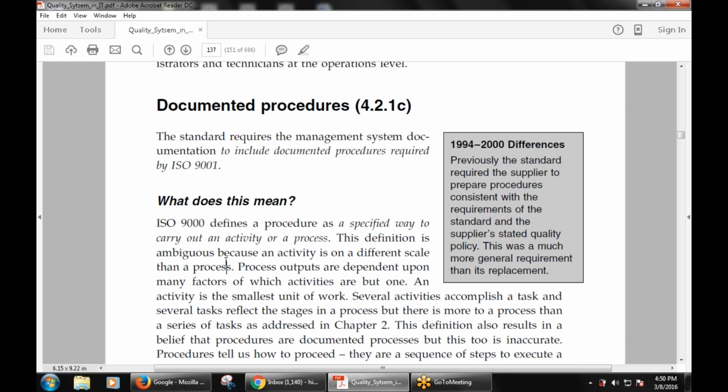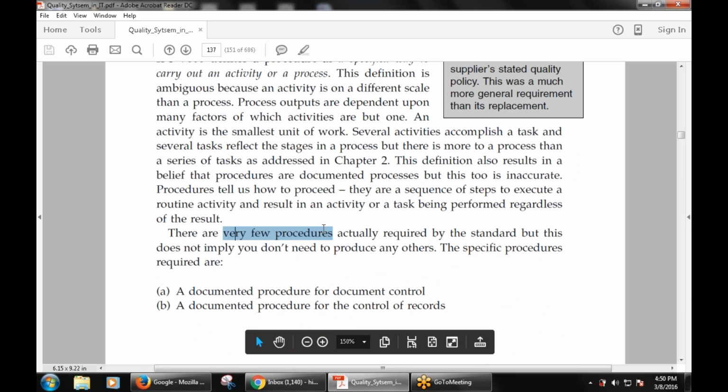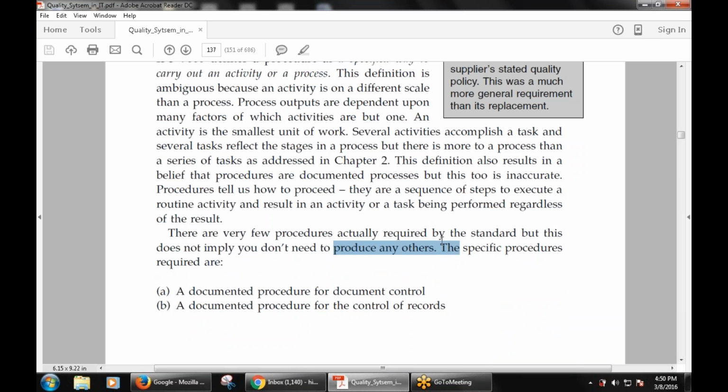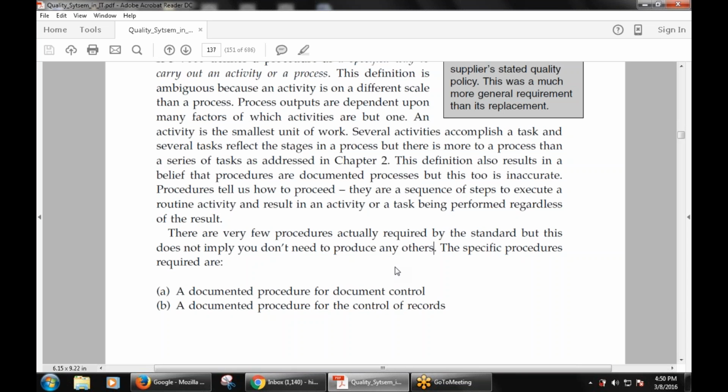So what are the various tasks that should be addressed? We can say what are the various methods that should be adopted while developing the documented procedures. There are very few approaches required by the standard, but this does not mean that you do not need to produce any other method.